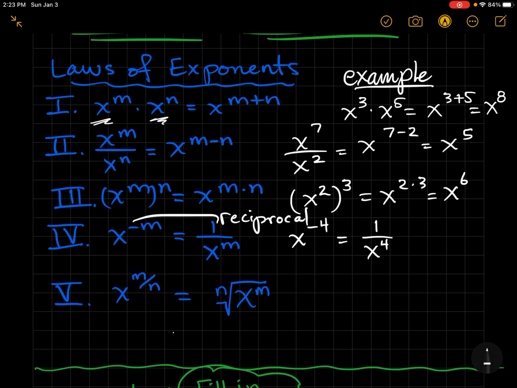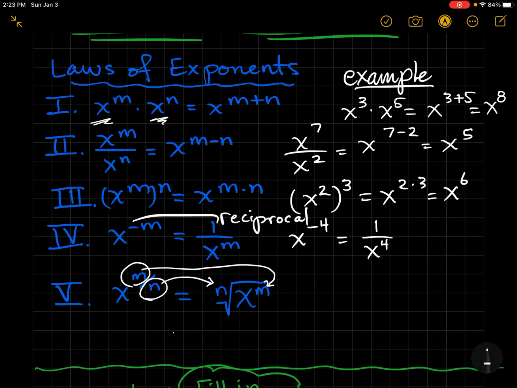Okay, now this is the new one, and this is the one I really want you to pay attention to. Notice that the denominator goes here, okay, and that the numerator stays with the variable.